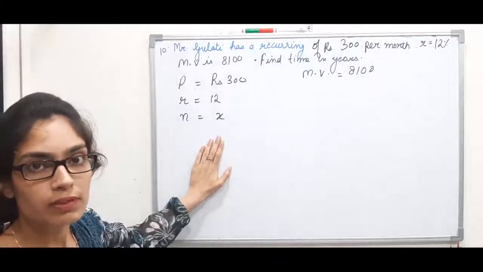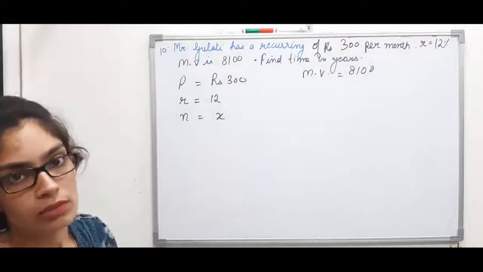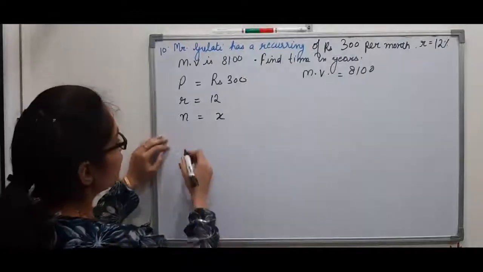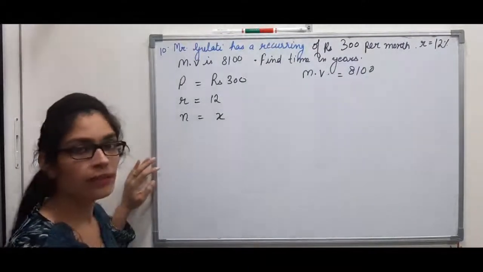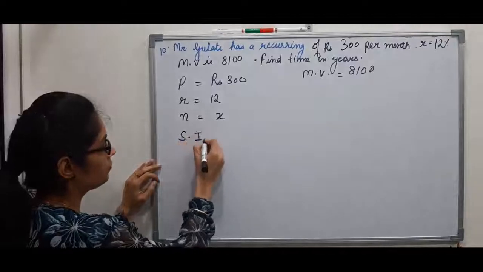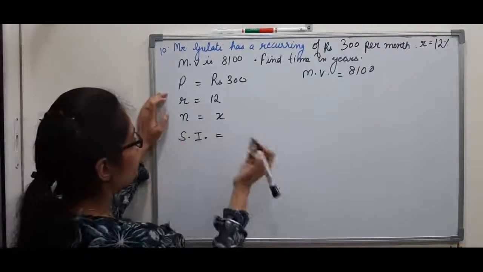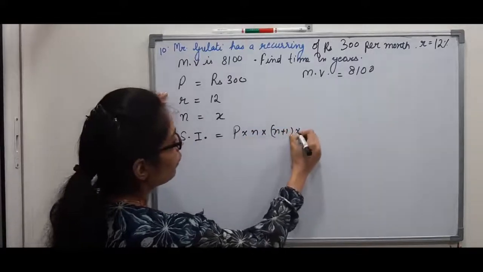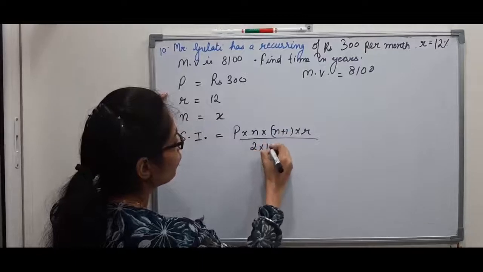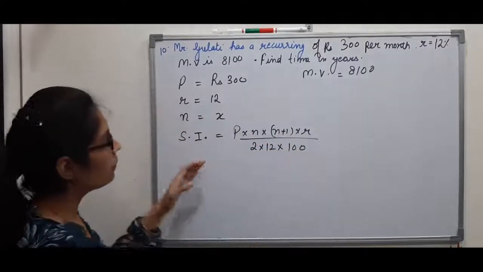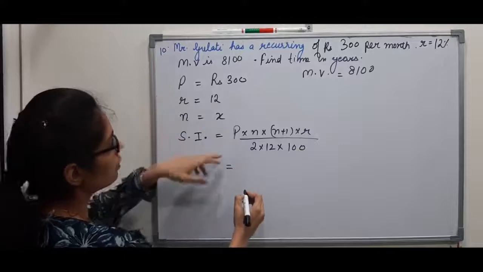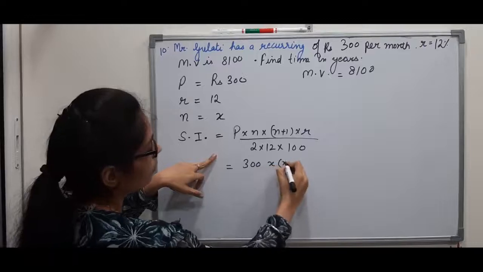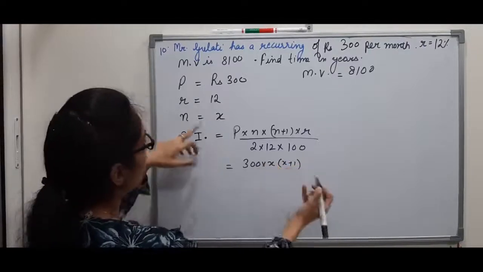So this question will again be the same as the previous question. One quadratic equation will be formed, and we have to find the solution of that quadratic equation. First, as I told you, let's start from simple interest. Simple interest, I know, is P into N into N plus 1 into R upon 2 into 12 into 100. We'll substitute the values of these terms. P is 300, N we assumed as x, and N plus 1 is x plus 1. R is 12.